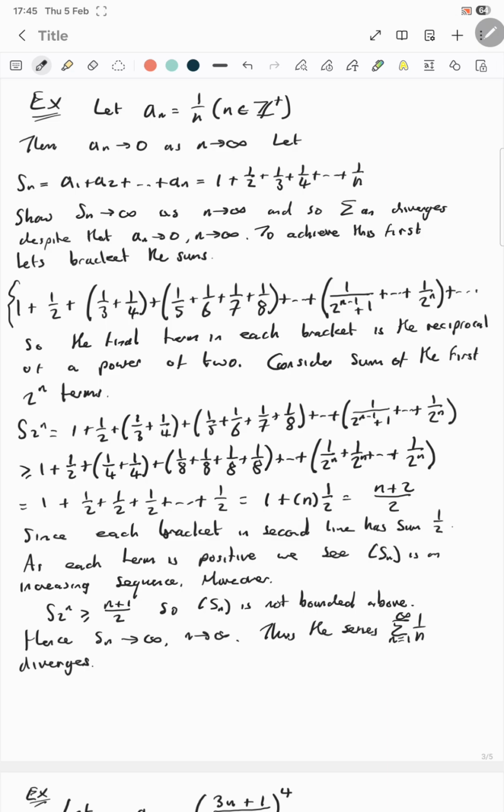given here. Now the final term in each bracket is the reciprocal of a power of 2. Now we consider the sum of the first 2 to the n terms here, which is greater or equal to all this, which equals this. Now since each bracket in the second line has sum 1 half, and as each term is positive, we see s of n is an increasing sequence. Moreover, s of 2 to the n is greater or equal to n plus 1 over 2. So s of n is not bounded above, hence s of n goes to infinity as n goes to infinity. Thus the series of 1 over n diverges.